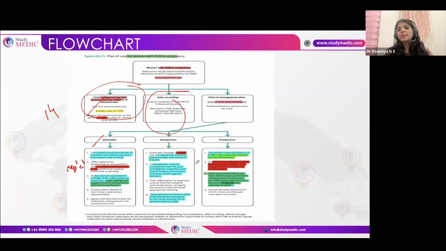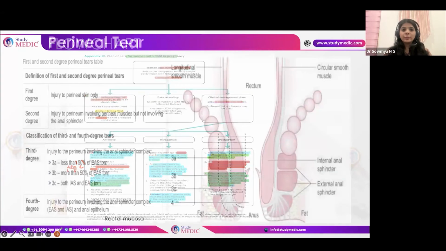Intrapartum, they have to deliver in consultant-led care. And postpartum, they would be seen to check how the baby is and whether they are trying to feed the child and things like that. And of course, whether she needs any psychological support also, you need to do.